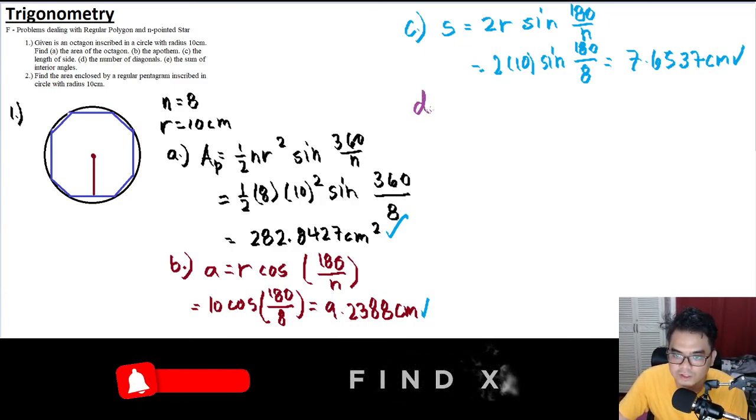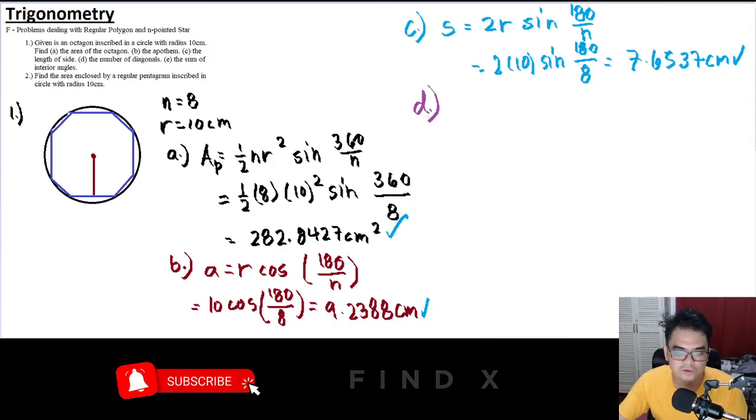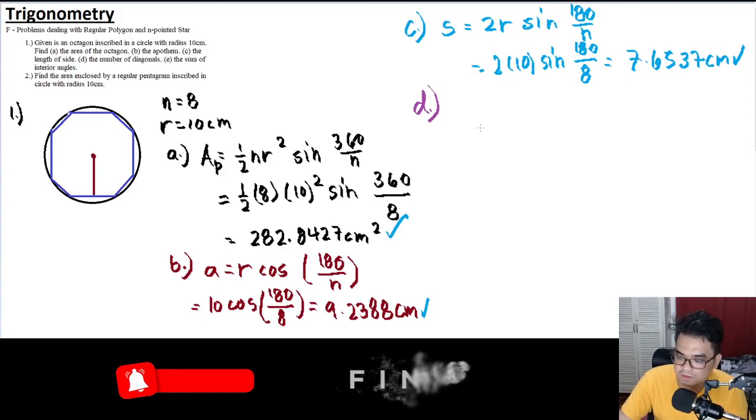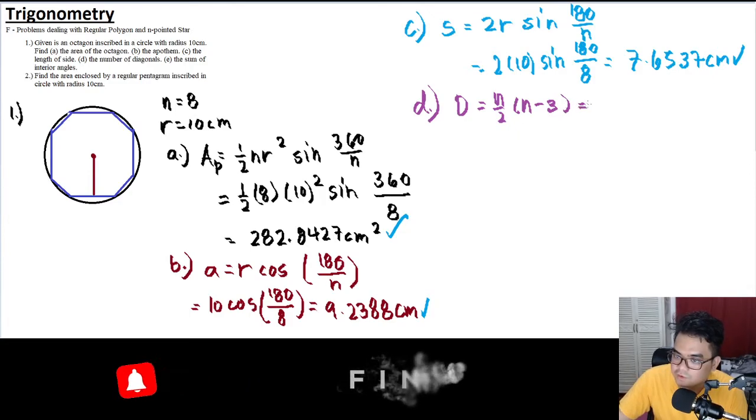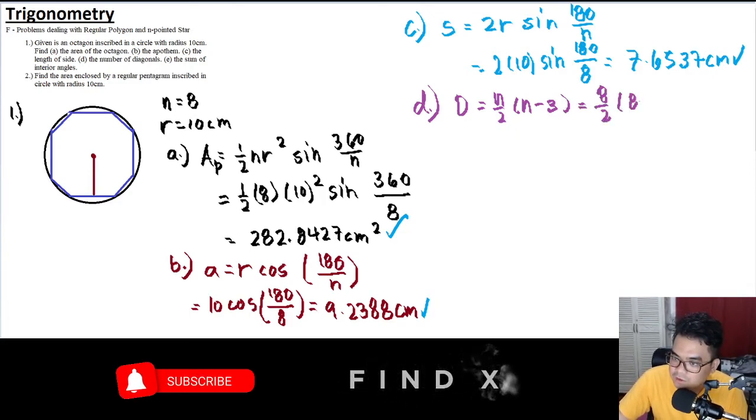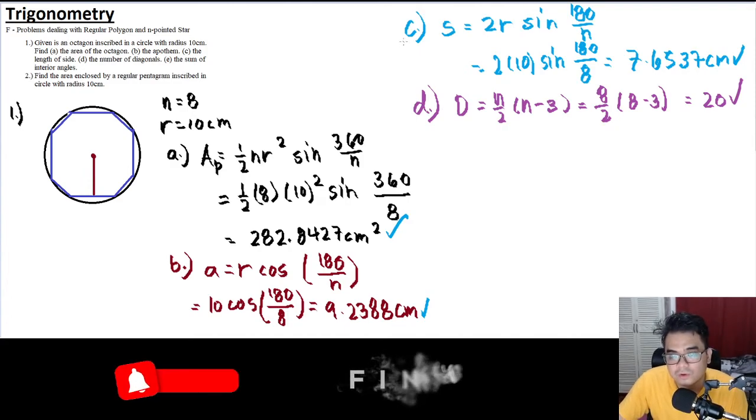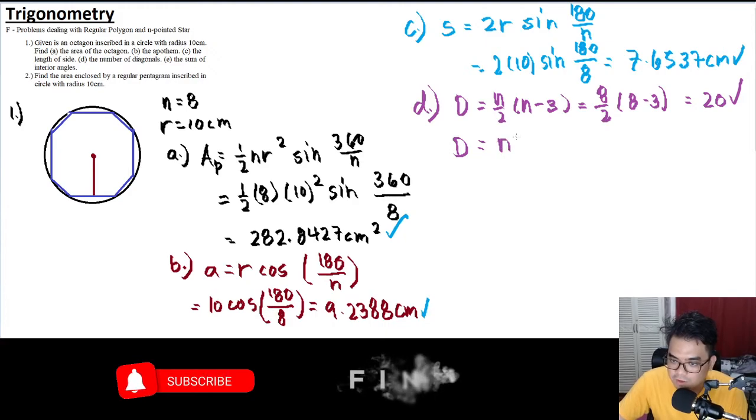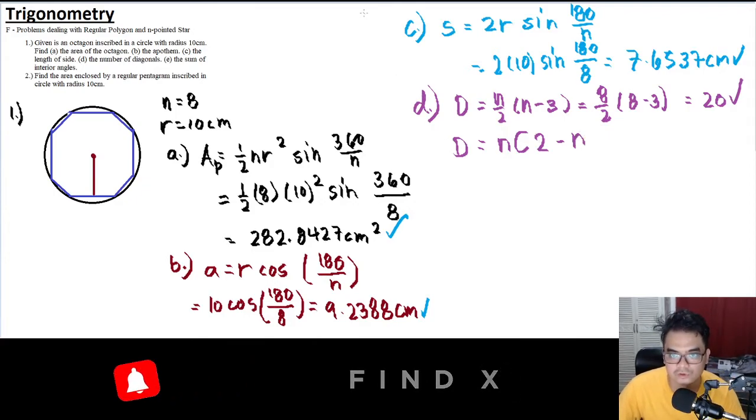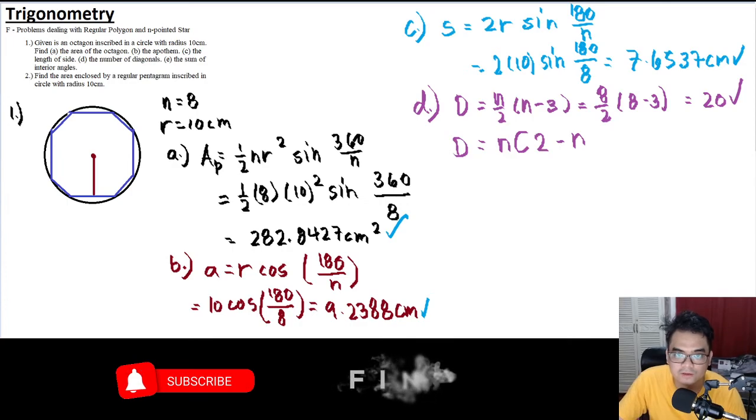Let's go for letter D. Letter D is number of diagonals. Number of diagonals is quite easy. The number of diagonals D is equal to n over 2 times n minus 3. So this is equal to 8 over 2 times 8 minus 3, which is equal to 20 diagonals. Or you can also do this: D is equal to n C 2 minus n. You can also do that. Try it on your calculator, you will also get the same answer.